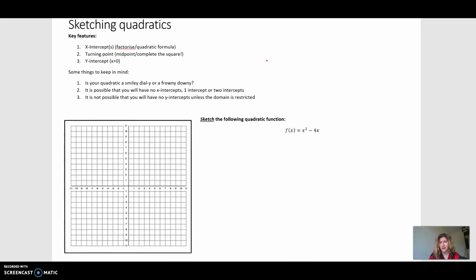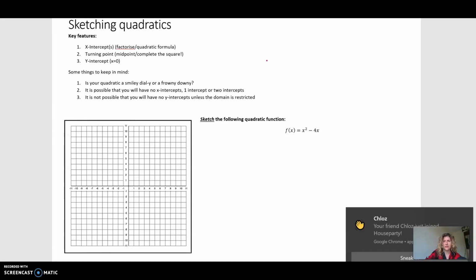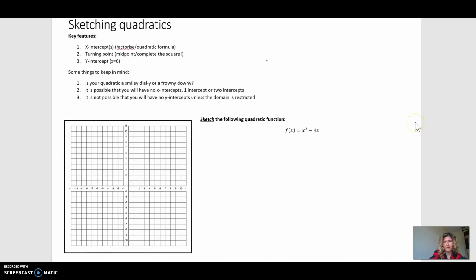I think we're up to, and we're moving on to sketching quadratics. Now, sketching quadratics. Sorry, I'm getting notifications on my computer. Sketching quadratics is really important, and it's one of those skills. It's got a lot more of the hardcore math skills that we've been doing this year compared to plotting quadratics, which is quite a soft skill. So with sketching, we're doing a lot of the things that we've been practicing all year round.